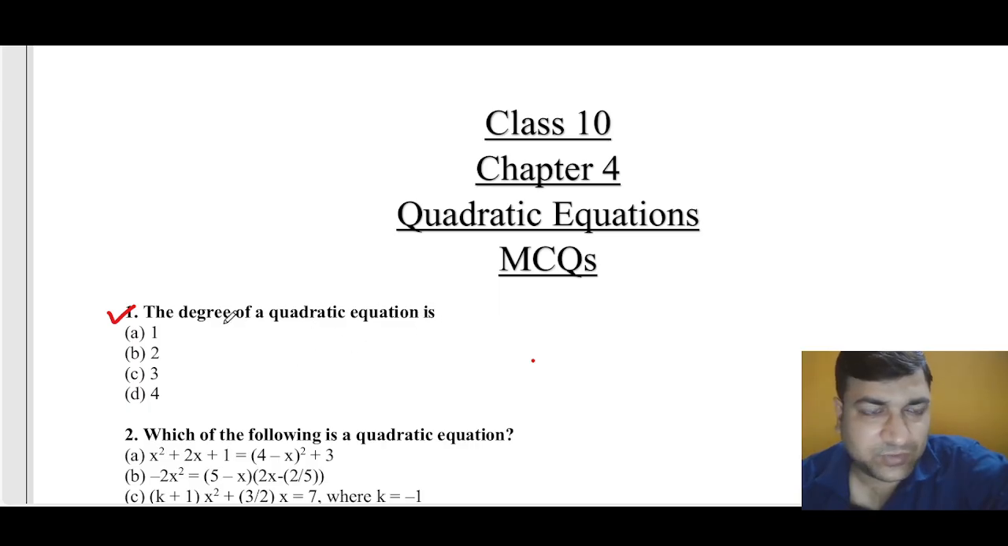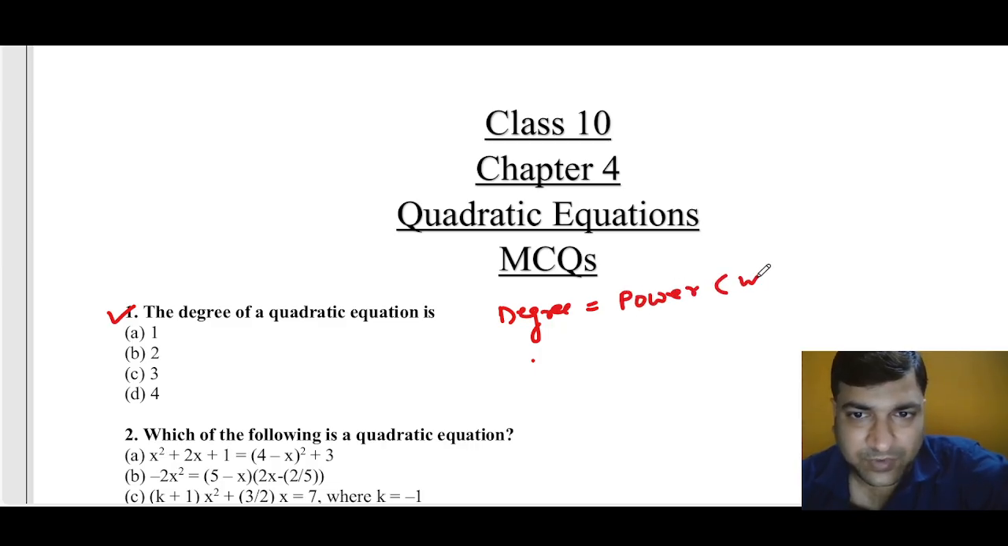First of all, we have to understand what we mean by degree. Degree means the maximum power. Degree means the maximum power of a quadratic or any type of polynomial. So degree means the maximum power.